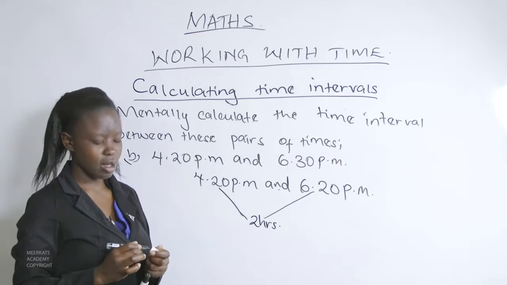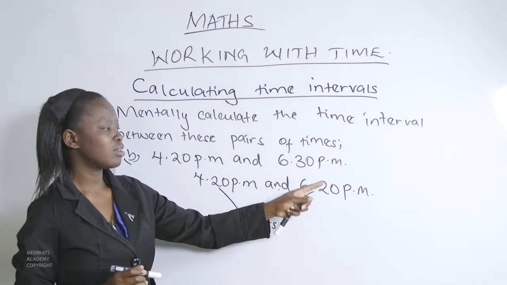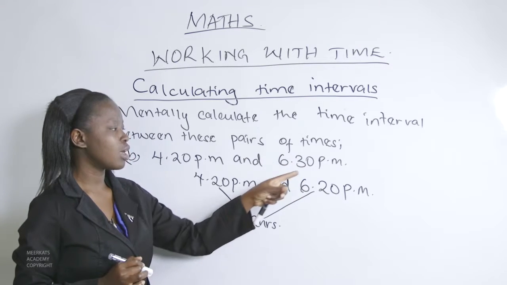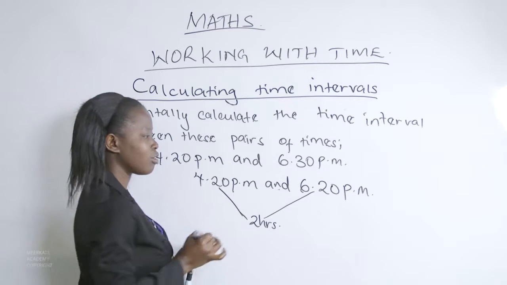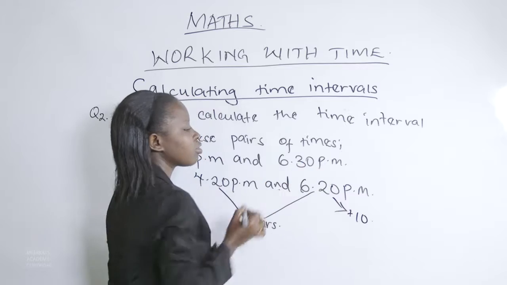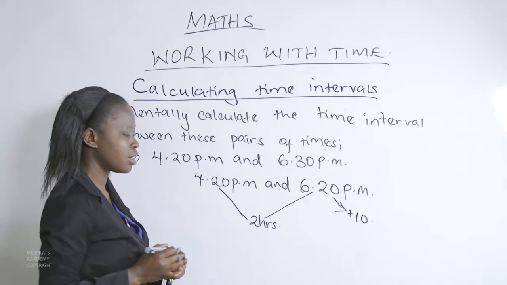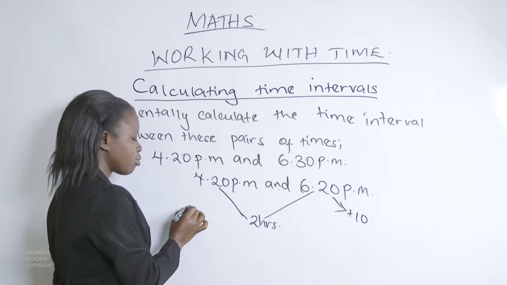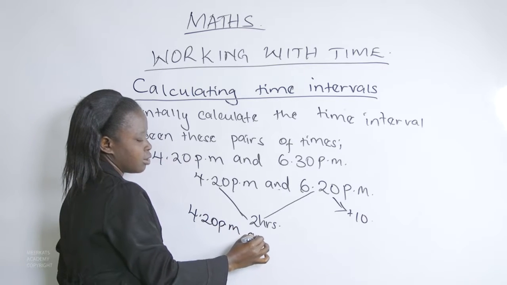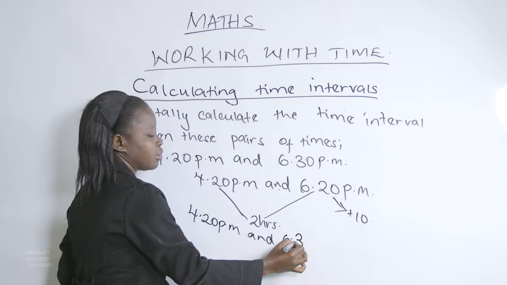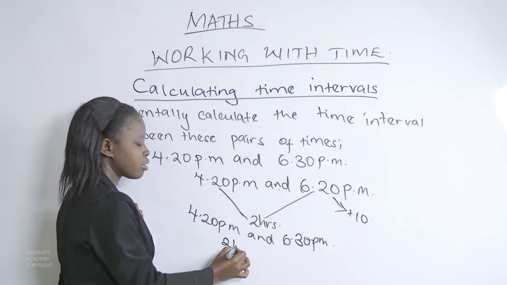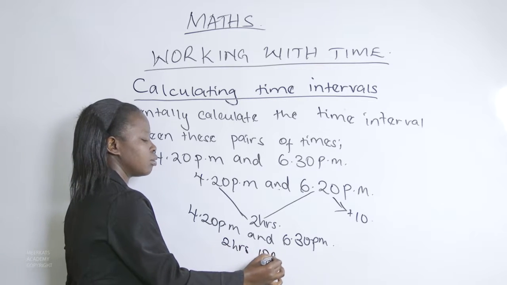Then how many minutes are we left with? We discovered that we are left with 10 minutes to come to 6:30. So this 6:20 needs to be added 10 minutes so as we reach 6:30. So that will mean that the difference between 4:20 p.m. and 6:30 p.m. will simply be 2 hours, 10 minutes.